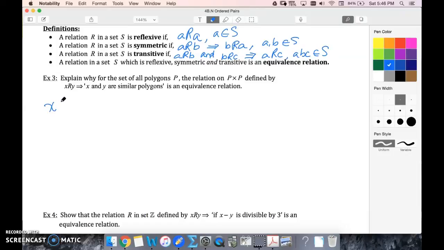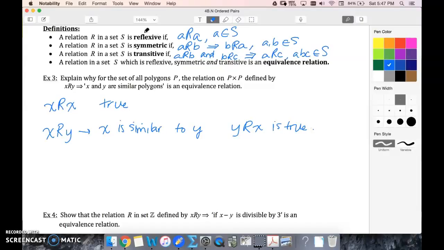So if we think about xRx, well, what we're really saying here is that a polygon and itself are similar. Well, of course that's true, yeah? Any polygon is going to be similar to itself. So this is true. xRy implies that x is similar to y. Well, so polygon x is similar to polygon y. Of course that means that polygon y is going to be similar to polygon x. So we have reflexive and symmetric, that's true.